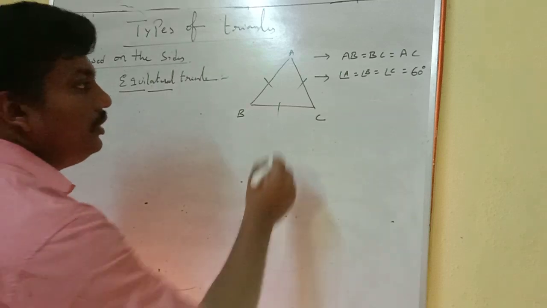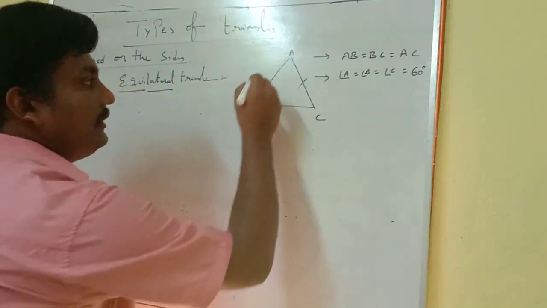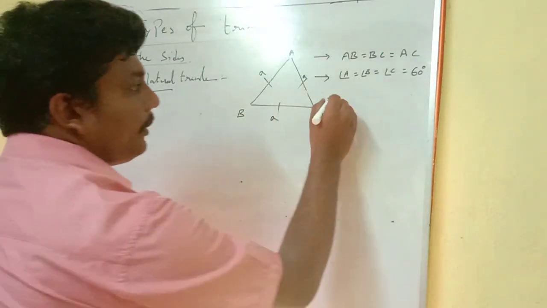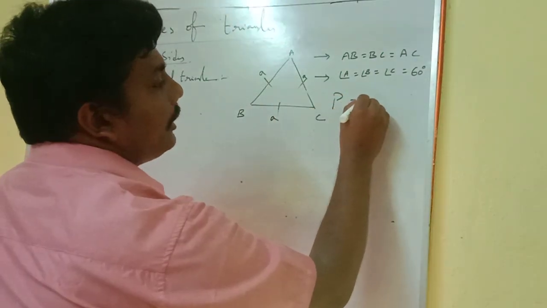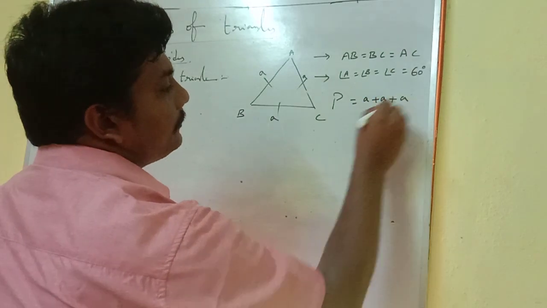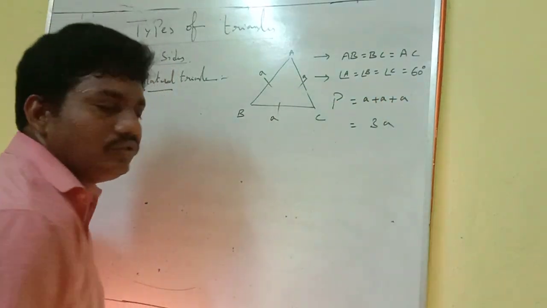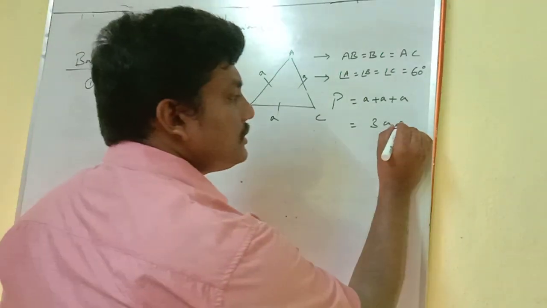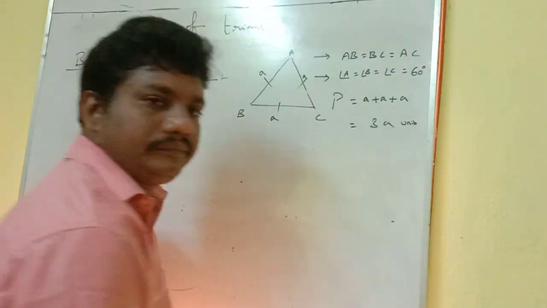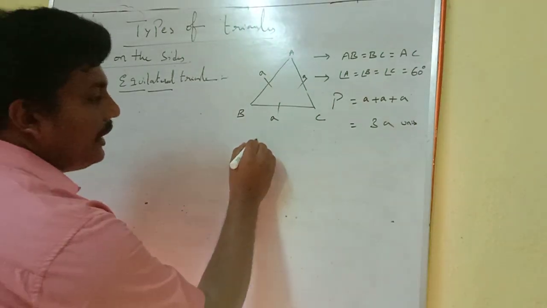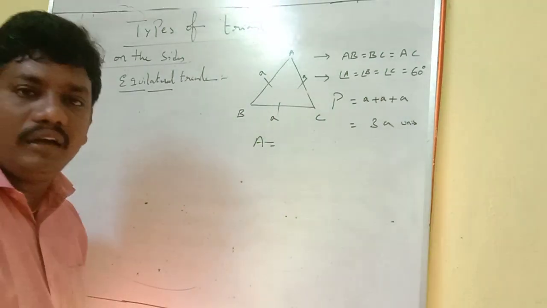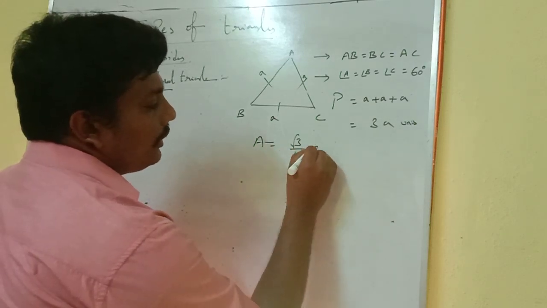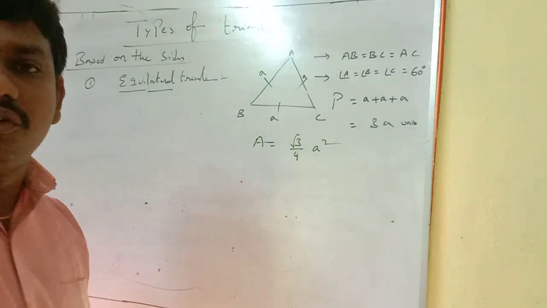Now, what is the perimeter? Let me take each side as small a. So perimeter P can be written as a plus a plus a, that is equal to 3a. So the perimeter of an equilateral triangle is 3a units. Now, what is the area of an equilateral triangle? The area is root 3 by 4 a square.